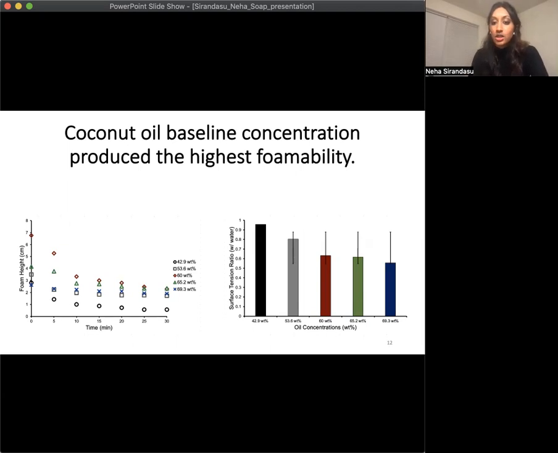And then for surface tension, it was expected that the baseline would have the lowest surface tension because it had the highest foamability. But even though it's lower, we see that there is no significant difference between surface tensions at 60%, 65.2%, and 69.3%. And again, this may be due to those same inconsistencies with the penny drop test.